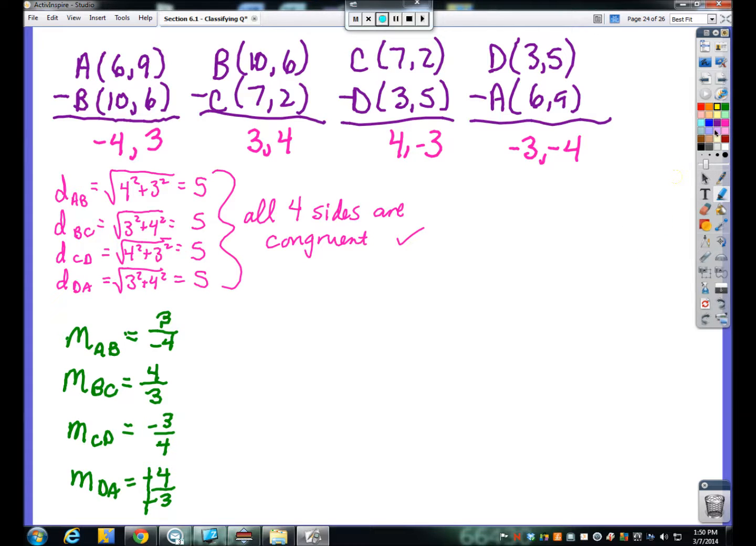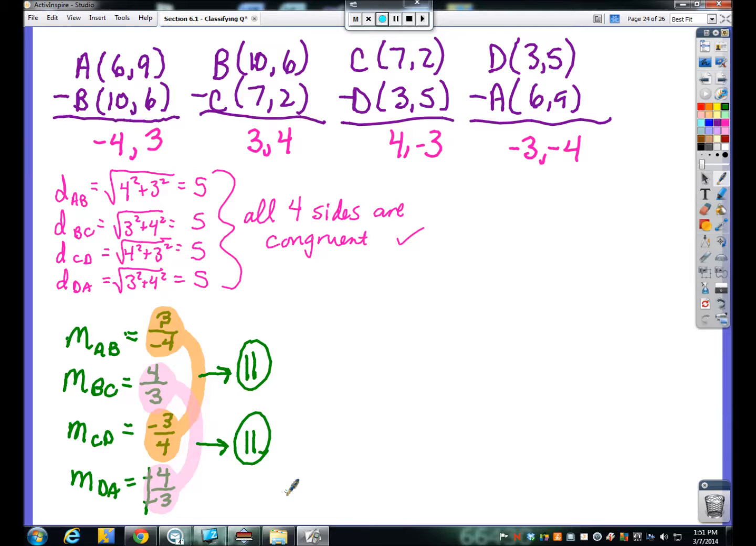Now what I want to look at are the opposite sides. The opposite sides would be AB with CD. That would be one set of opposite sides. The other set of opposite sides would be BC with DA. And what do I notice about those slopes? Is 3 over -4 the same as -3 over 4? Yes, those sides are parallel. Is 4 over 3 the same as -4 over -3? Yes, those sides are parallel.